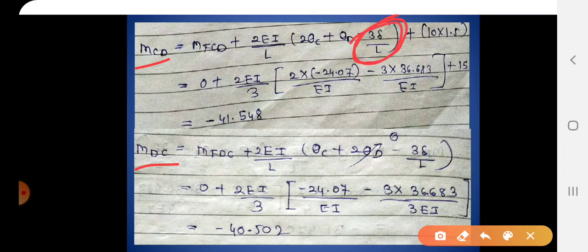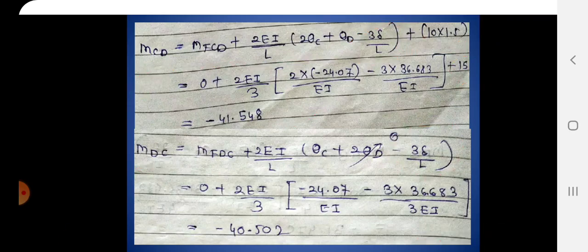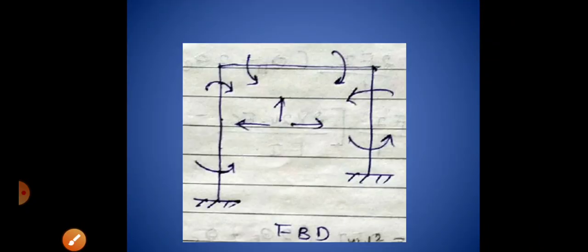What will be the expression? Just see here: MFCD plus 2EI by L into 2 theta C plus theta D minus 3 delta by L, plus we have the external overhanging point load. So the moment due to this overhanging point load at C will get added in calculating the final moment MCD. Therefore, plus 10 into 1.5, this plus 15 will get added. And then MDC on similar lines. So now you have got all the final moments.